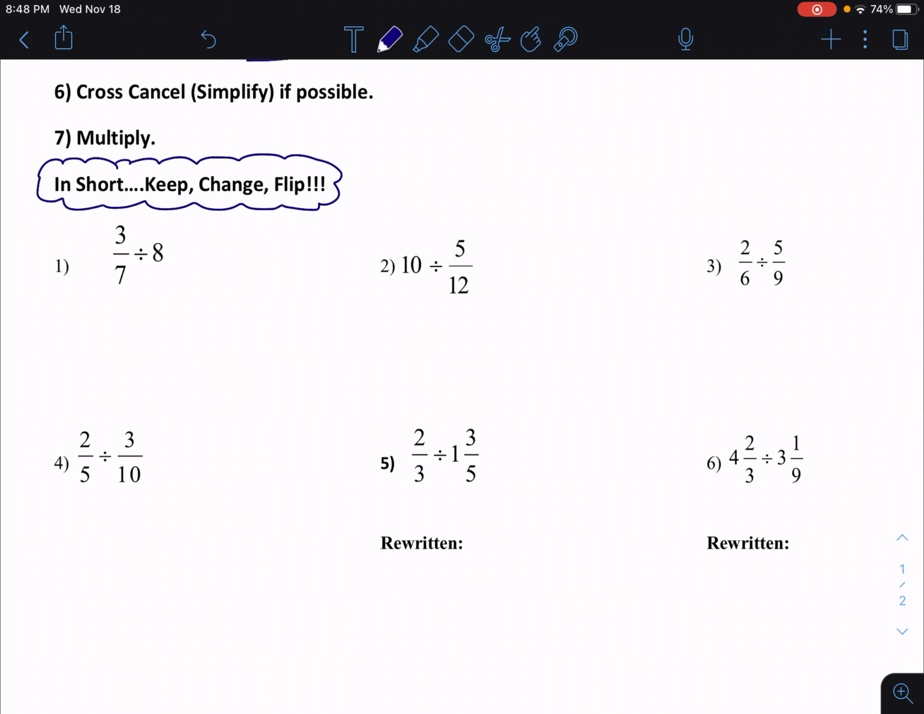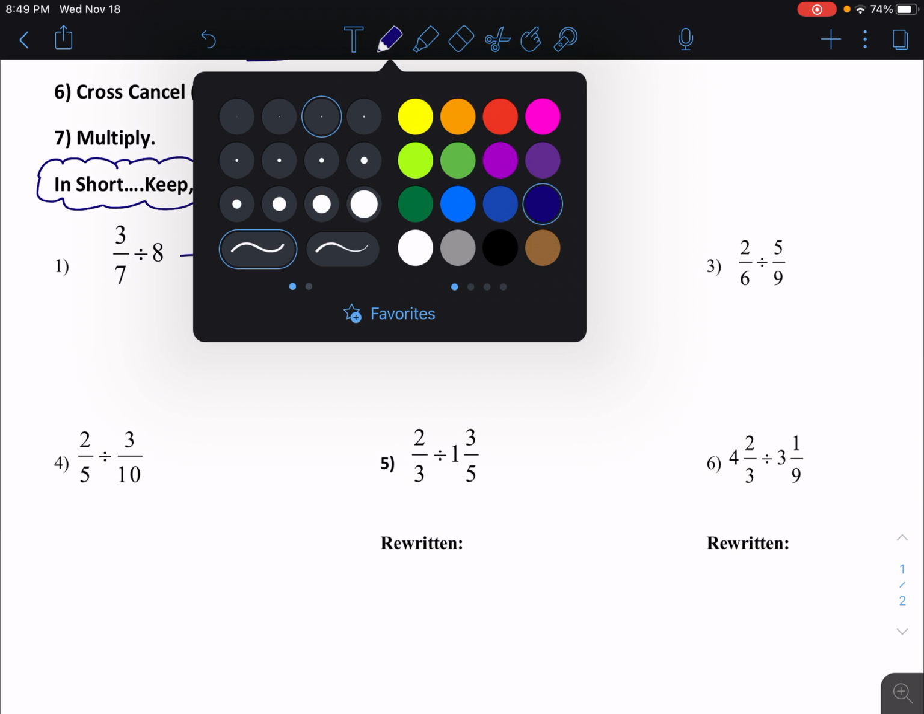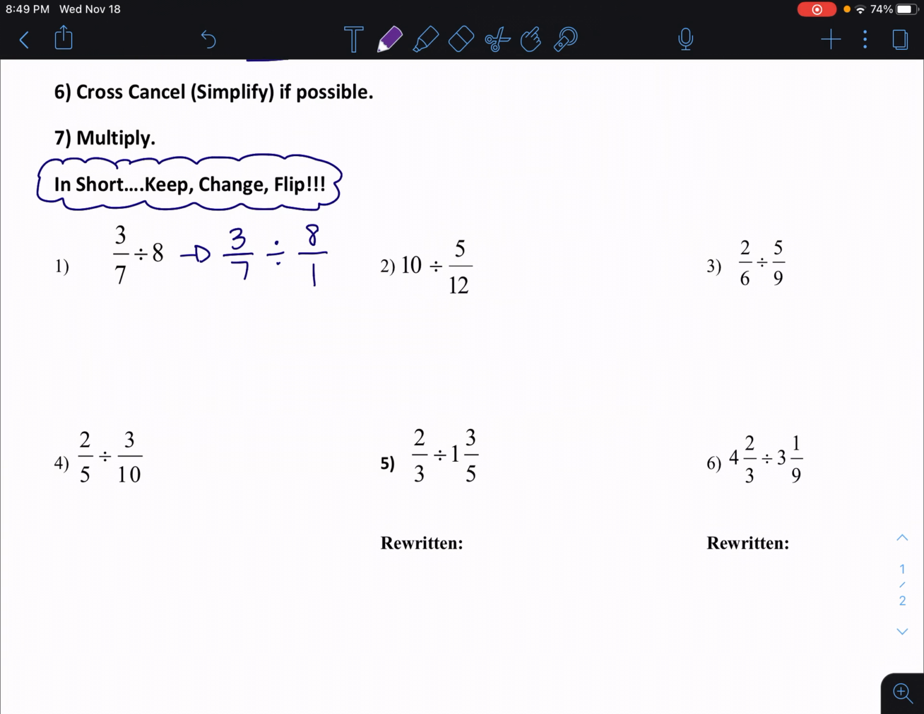So for number 1, it says 3 over 7 divided by 8. Well, I'm going to change this to 3 over 7 divided by 8 over 1. I'm going to keep the first fraction the same, so 3 over 7. I'm going to change the division symbol to multiplication, and then I'm going to flip the 8 and the 1, so it's going to be 1 over 8. I kept the first fraction the same, so there's my keep. I changed the division symbol into multiplication, and then I flipped the fraction over.